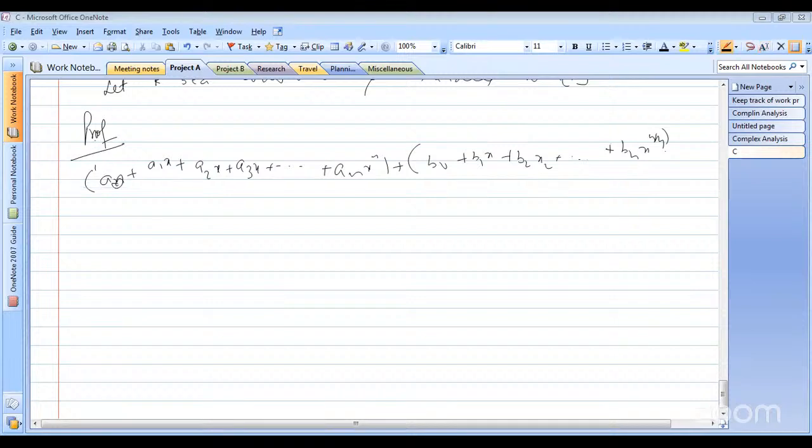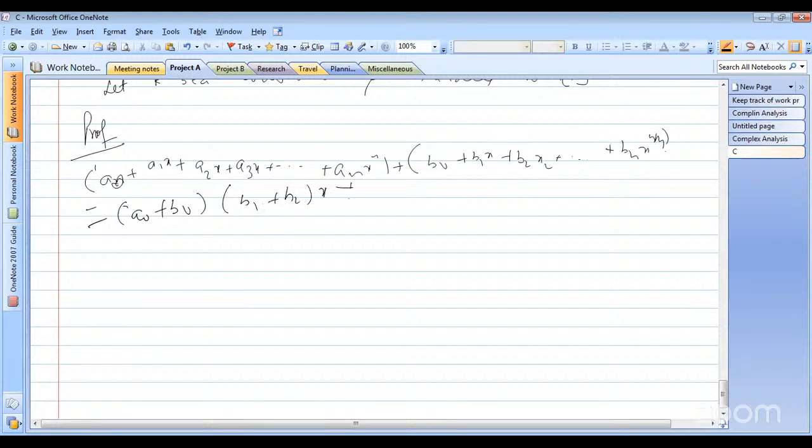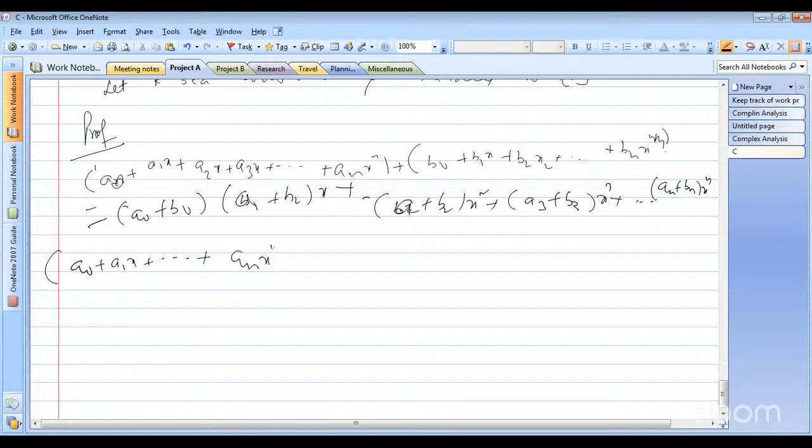So what we have to write here is (a0 plus b0), plus (a1 plus b1)x, plus (a2 plus b2)x squared, plus (a3 plus b3)x cubed, and so on. We are taking x squared, x cubed as common here, and so on, up to (a_n plus b_n)x^n. So we are writing a0, a1x, and so on, plus a_n x^n.